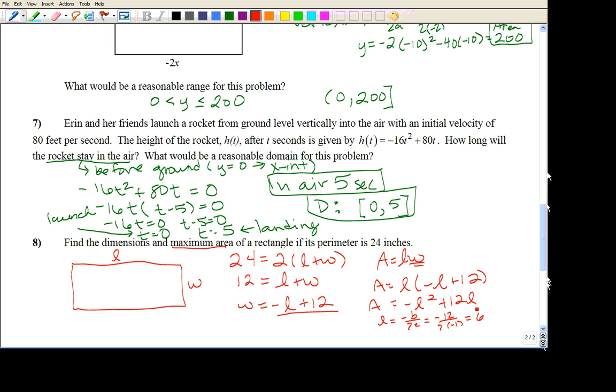So to get the area, in other words, the y value for this vertex that has an x value of 6, remember we plugged that in, so we'll get a equals negative 6 squared, then made negative, plus 12 times 6, and we get 36. So we know the max area now. Okay, so our max area is 36. And we know that occurs when the length is 6. So length is 6.